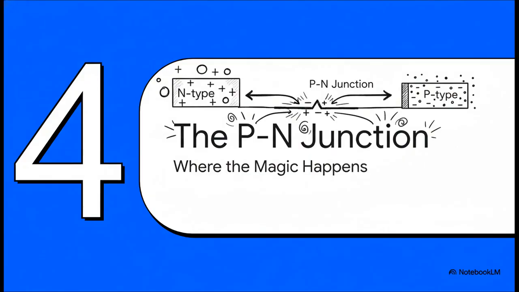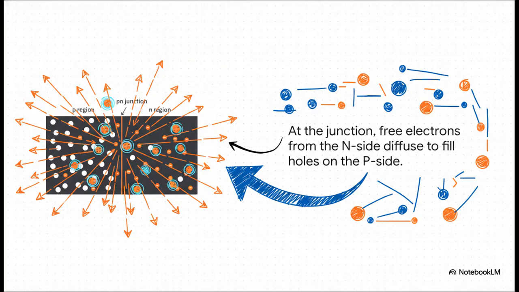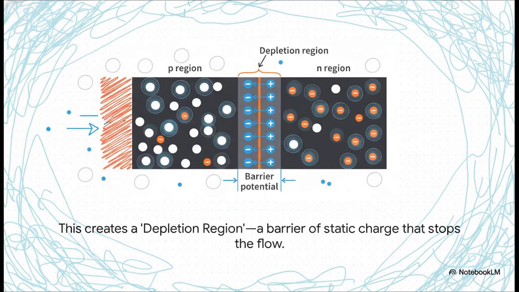Now, for the real magic. What happens if we take a piece of our N-type material and a piece of our P-type material and just stick them together? Let's look at that boundary, the p-n junction. The second they touch, something totally natural happens. All those free-roaming electrons on the N side look over, see all those empty holes on the P side, and they just start rushing across the junction to fill them. It's just diffusion. But this can't go on forever.